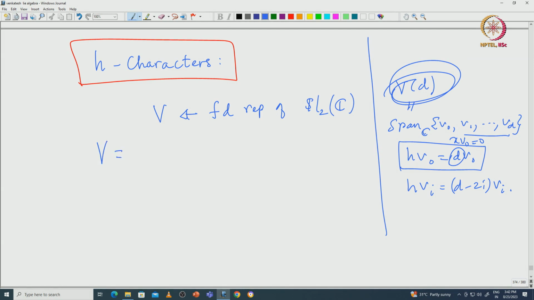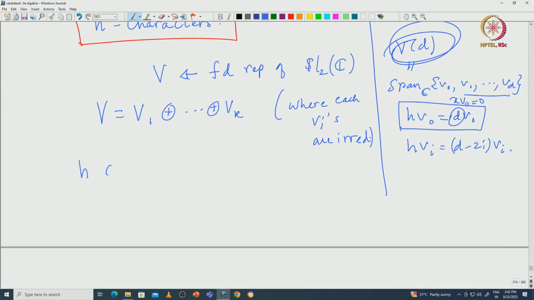Now, using Weyl's theorem, you know that this V can be written as a direct sum of Vi, where each Vi is irreducible. Okay. So, now if you take this H action, H acts on V. Since H acts on each Vi as a diagonalizable operator, H acts on V as a diagonalizable operator, acts semisimply on V. Okay. H acts semisimply on capital V.